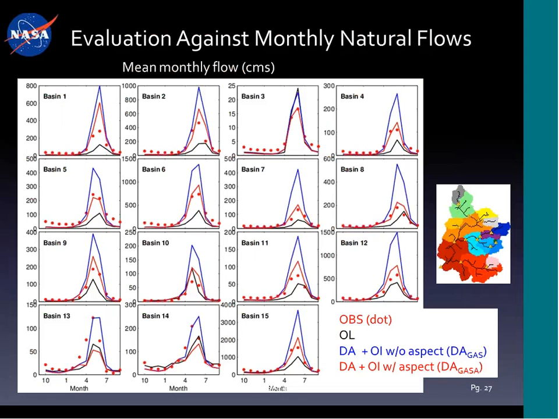So here we're looking at again the monthly mean flow comparisons. For the 15 basins, when we consider aspect, we get a good agreement with observation, except for a couple of basins where we don't have snow tail data. So the station coverage is really important here. If you don't have stations located at high elevations, then you're not going to be able to bias correct your passive microwave data.